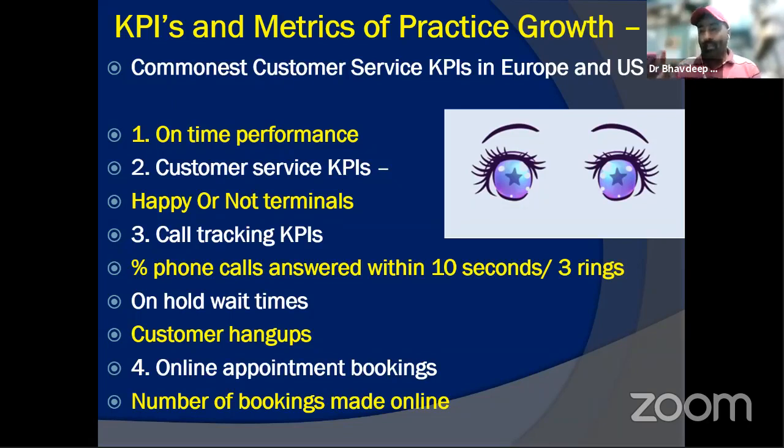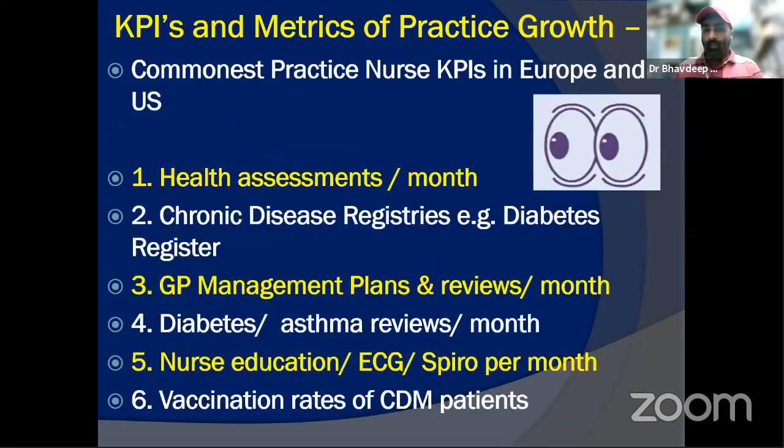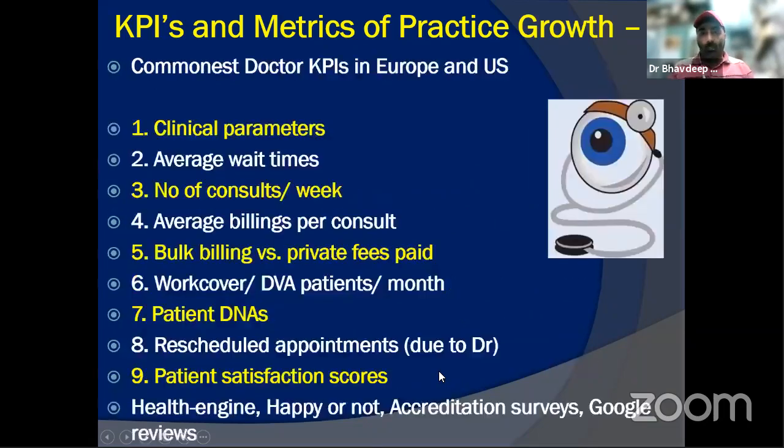Yes, I know many dentists have changed their mindset now in this regard, but still the majority suffer with this only. We are the doctor, why should we call back our patient? Then nursing KPIs, again, not much applicable, but these are the ones which are used. Health assessment per month, chronic disease histories like diabetes, general practice management plans and reviews, diabetes, asthma reviews, nurse education, ECG, Spiro per month, vaccination rates of CDM patients, chronic diabetes mellitus or chronic muscular dystrophy kind of patients. So those patients. Then the doctor KPIs, which are used most commonly.